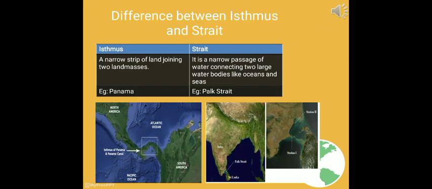From this slide you will be able to understand the differences between isthmus and strait. An isthmus is a narrow strip of land joining two land masses. For example, the Panama Isthmus, which connects North America with South America. The next one is strait. A strait is a narrow passage of water connecting two large water bodies like oceans and seas. For example, Palk Strait, which separates India from Sri Lanka.